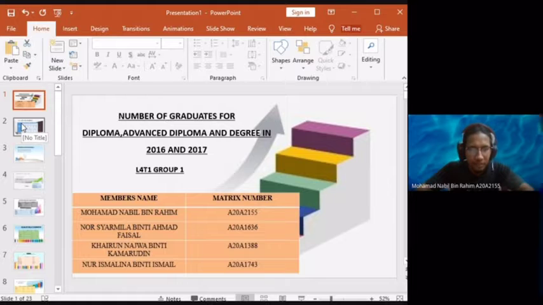We will be presenting about the number of graduates for diploma, advanced diploma and degree in 2016 and 2017. The members are me myself, Mohamad Nabil bin Rahim, my matrix number is A20A2155. Syarmila Binti Ahmad Faisal, A20A1636. Khairun Najwa Binti Khamaruddin, A20A1388. And Ismalina Binti Ismail, A20A1743.